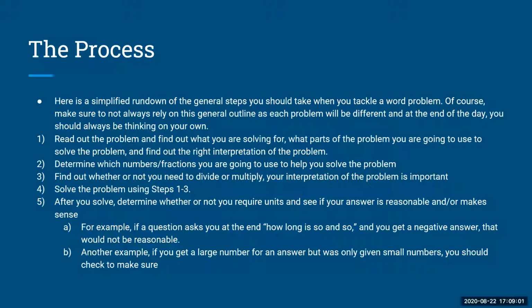And another example, if you get a large number for an answer, but you're only given small numbers, you should check to make sure that's right. Because for the most part, small numbers will lead to small numbers and large numbers will lead to large numbers. So for the most part, that is.